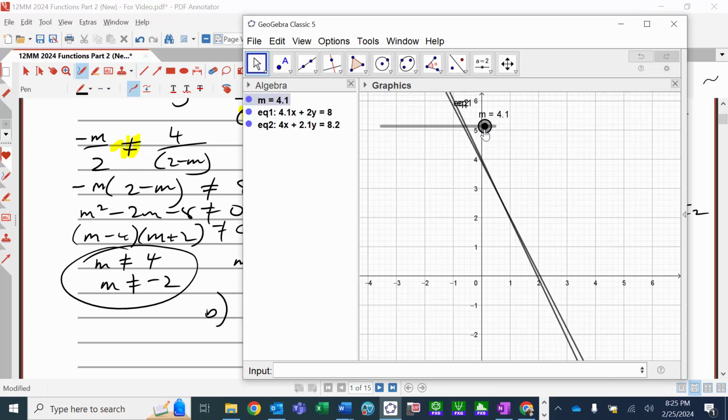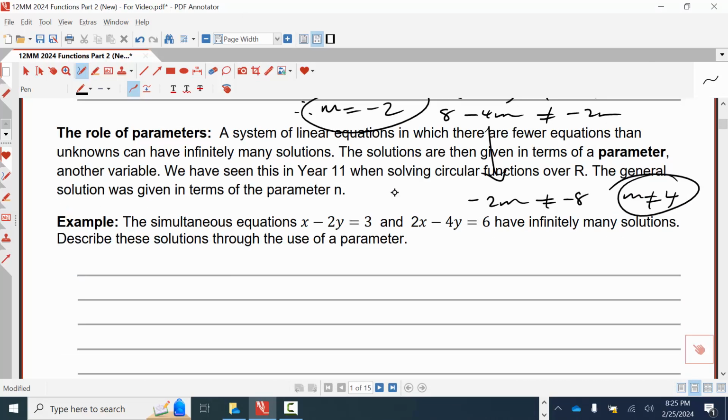Let's see if I can hit it exactly. Oh, I can't hit it. Anyway, I think you'll get the point. There we go. That's when the lines coincide. So we're going to get infinitely many solutions for that particular scenario. Now, this question doesn't actually ask for that, so we're not worried about that at the moment. All right, so there is that one.